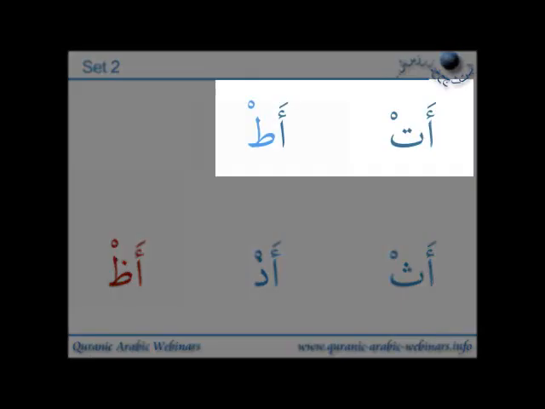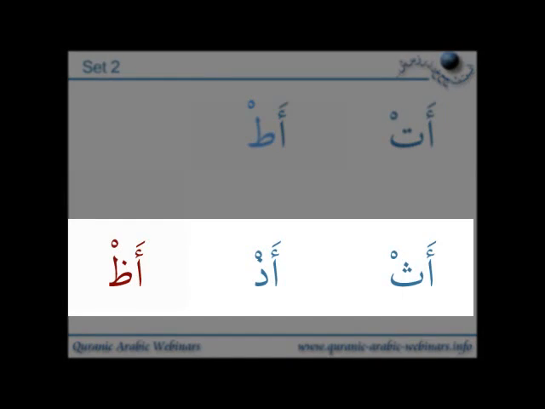The second set then, we have the ta and the ta. So effectively this is a tarqiq versus tafkhim version of the ta sound. The first one then is simply at, and you have to let a little bit of air through your teeth. And the ta is both tafkhim and it's qalqala, i.e. it's got a slight echo, which will be at. So we have to differentiate between at, which is just normal, and at.